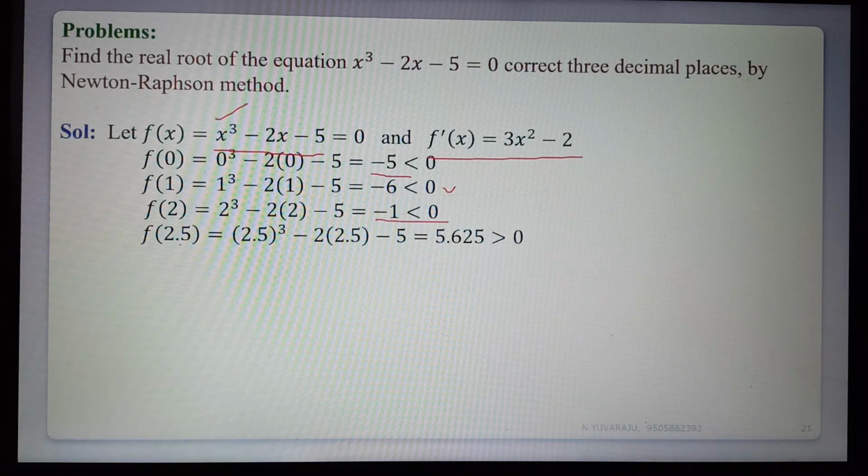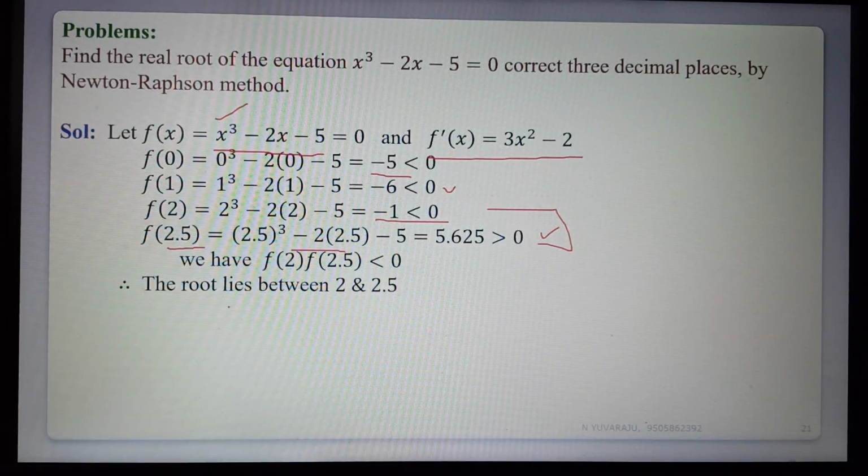Next, f of 2.5. f of 2.5 is 2.5 whole cube minus 2 into 2.5 minus 5, which is equal to 5.625. This is positive. The consecutive values are negative and positive, because f of 2 is negative and f of 2.5 is positive. Therefore the root lies between 2 and 2.5. Okay, now.